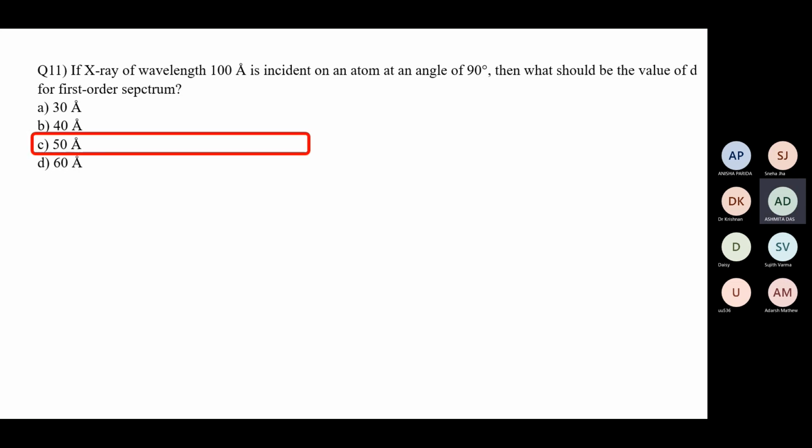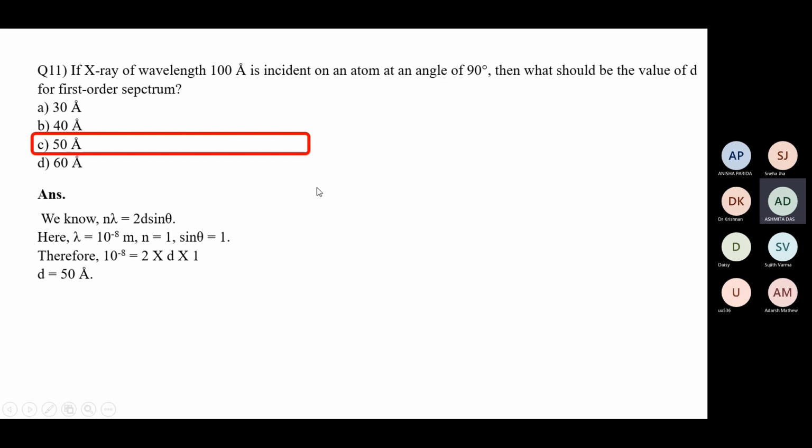So the correct answer is 50 angstrom. We take the Bragg equation, that is n lambda is equal to 2d sin theta, where lambda equals 100 angstrom, that means 10 to the power minus 8 meter. Now n equals 1, because here it is given as first order spectrum. Now sin 90 degrees equals 1. So therefore we find that d equals 50 angstrom.